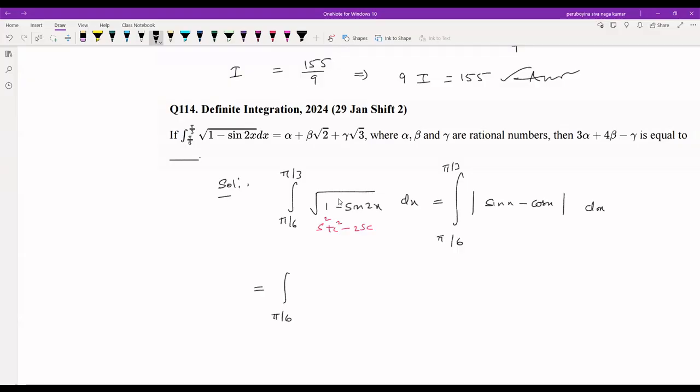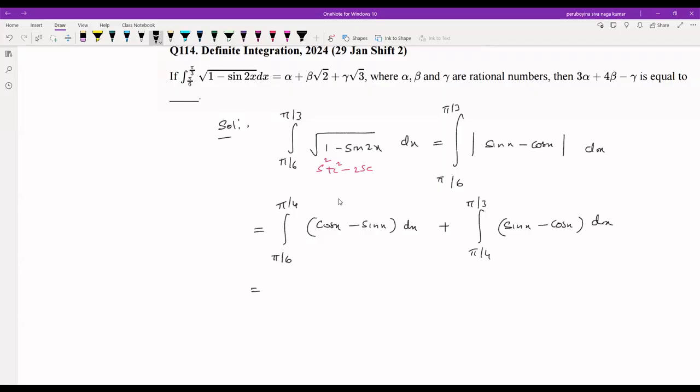So pi by 6 to pi by 4, cos x is higher, so cos x minus sin x we will write, and then plus pi by 4 to pi by 3, in the next case sin x is higher, sin x minus cos x dx, and we will do the integration.